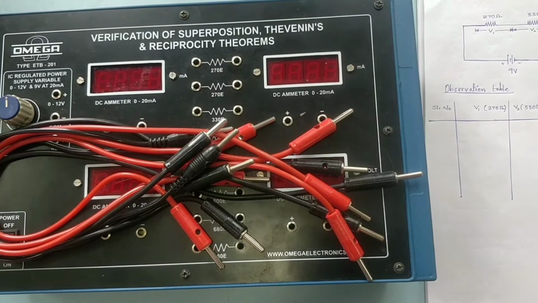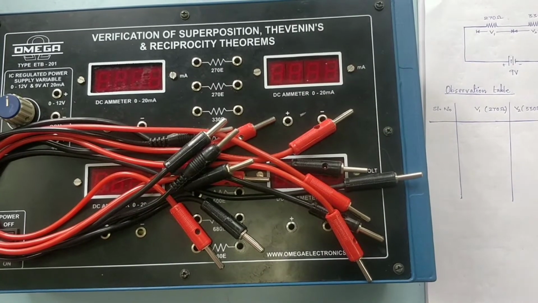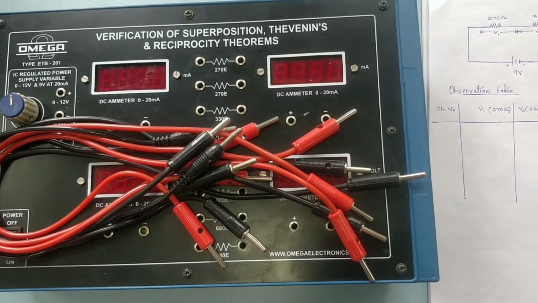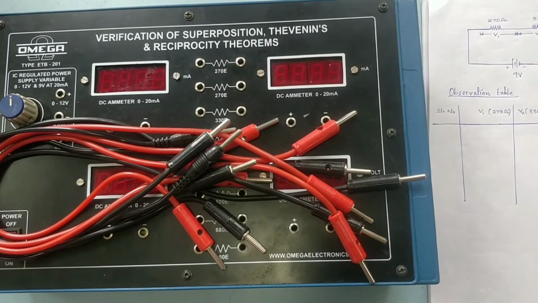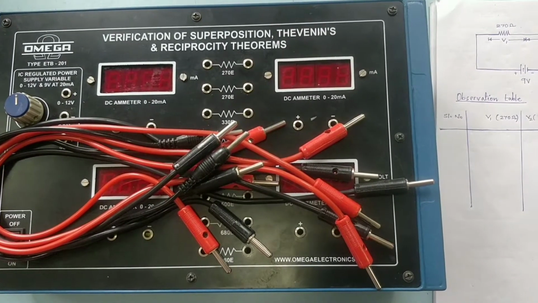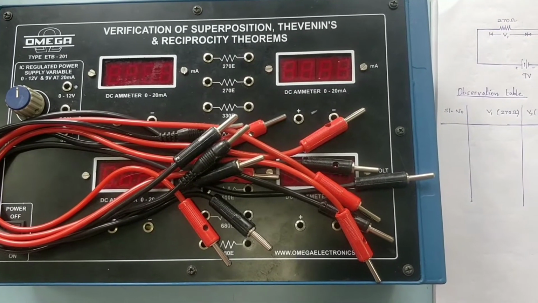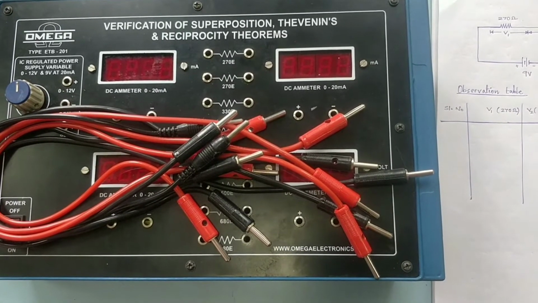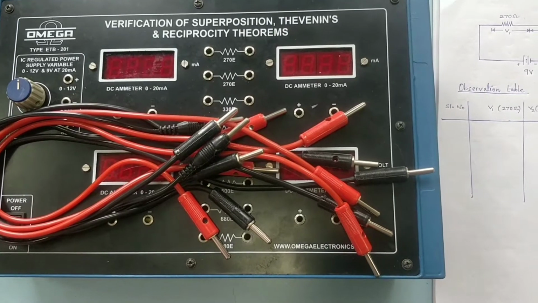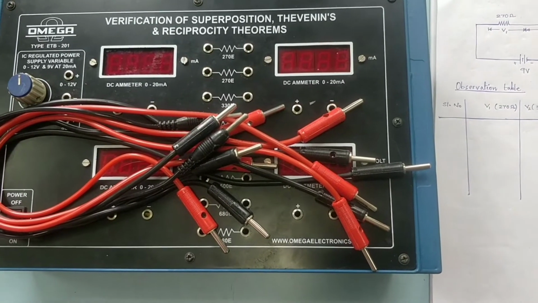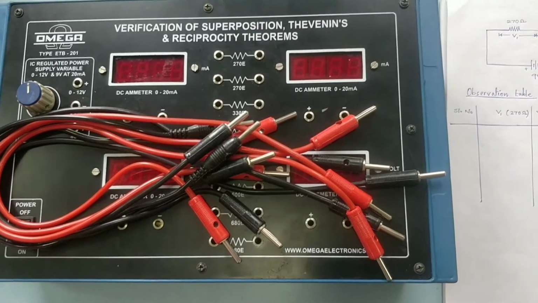Welcome back, students. Today in this practical class we will verify Kirchhoff's voltage law. In our theory classes we have already seen the statement of Kirchhoff's voltage law, which states that in any closed loop network the total voltage around the loop is equal to the sum of all the voltage drops within the same loop. For this verification we have to take a circuit.